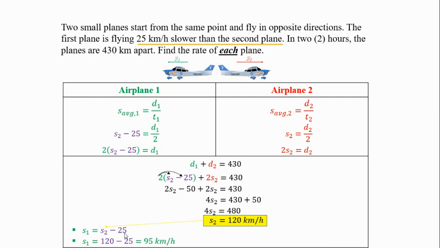Okay, so that's how you do these types of problems. You just have to find these little keys to unlocking these types of problems. All right, I hope that helps.